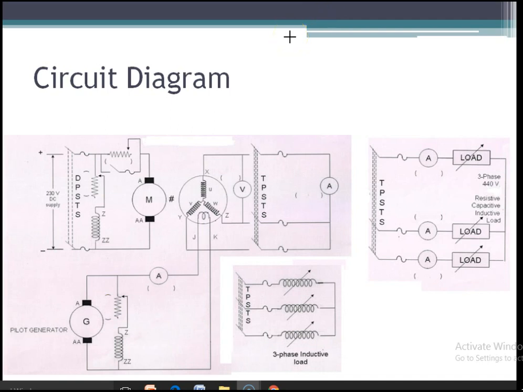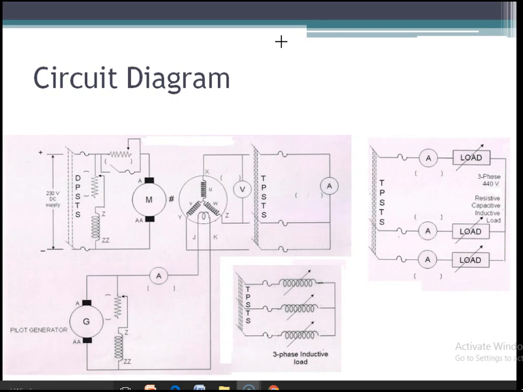These two experiments, open circuit and short circuit, are necessary to find the voltage regulation using the EMF method. So what is the next method? The next method is the ZPF method. ZPF stands for zero power factor method.